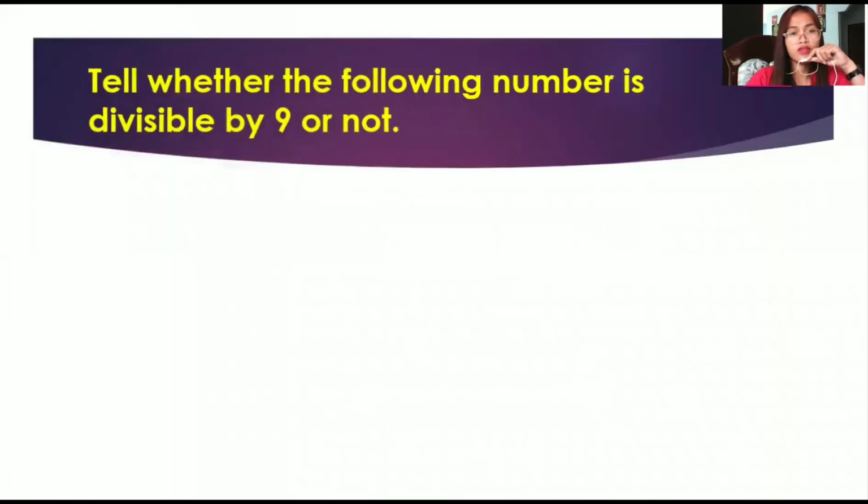Okay, now. So, I guess you understood, let me go back. The rule is the same as the rule for 3. We add all the numbers, and then we check the answer. If the sum is divisible by 9, then our answer is divisible by 9. But if not, of course, it is not divisible by 9.